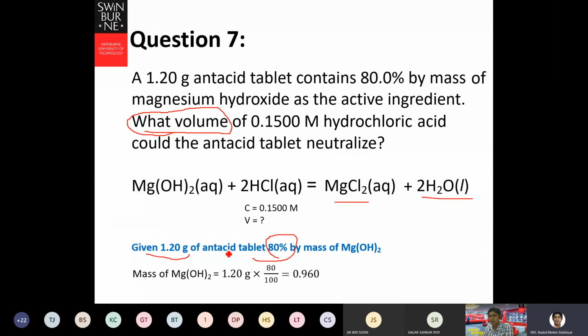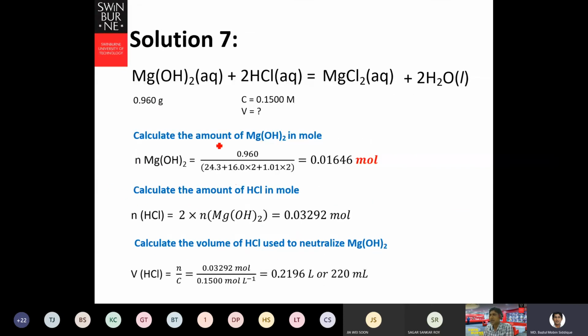So 80% of 1.2 is 0.96. And we know the molecular weight of magnesium hydroxide, and from there we can find the number of moles in 0.96. What is the number of moles of magnesium hydroxide in the antacid? And this is the only thing that counts. I told you many times, right? I'm repeating it many times, the number of moles is the only thing that counts.